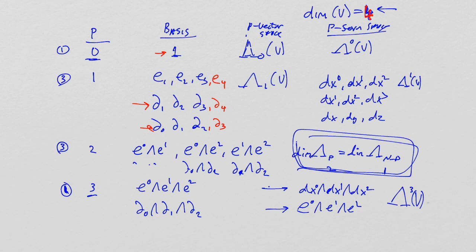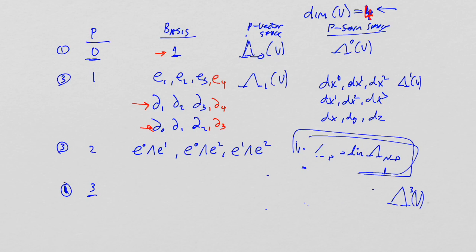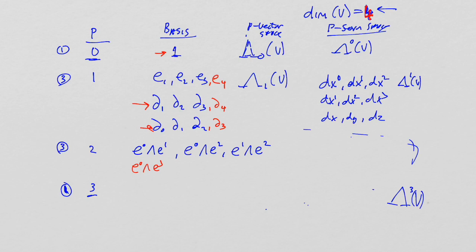Let me erase here. We've already seen that. So in this part here, we got E0 wedge E1, E0 wedge E2, so now I need to go E0 wedge E3. I need to add that. And I got E1 wedge E2, then I need E1 wedge E3. And then I think I need E2 wedge E3. So we have 6 dimensions here for the p equals 2 space.